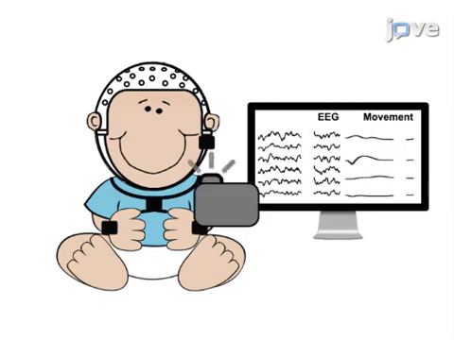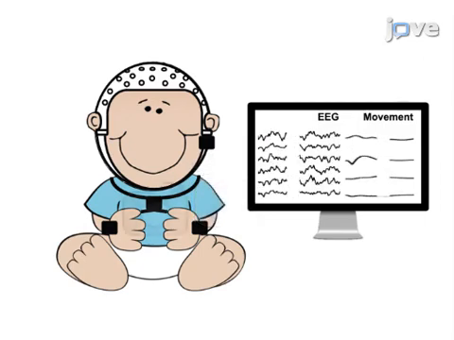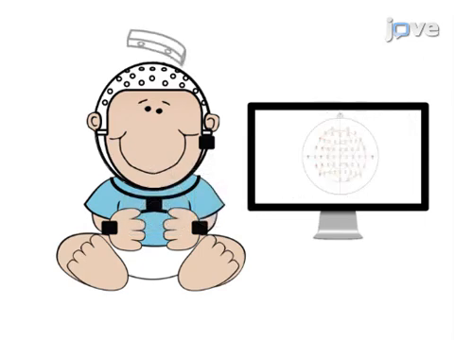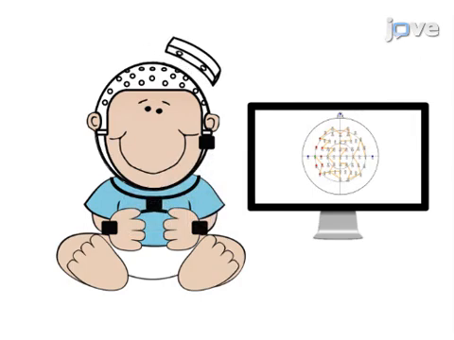Next, the experimenter interacts with the infant in an effort to initiate an imitation response. The final step is to digitize the 3D spatial coordinates of the EEG electrodes.